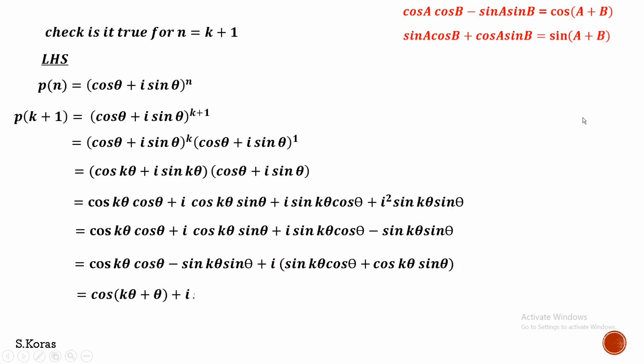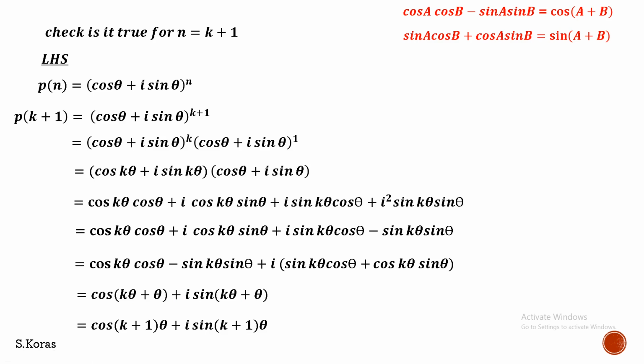Applying this formula, we'll get the answer cos of A plus B, that is cos of k theta plus theta, because we consider this as our A and this as our B. So this is cos of A plus B plus i into this one, that is in the form sin A cos B plus cos A sin B, which can be written as sin of A plus B, that is sin of k theta plus theta. If we take theta commonly outside, our answer will be cos of (k plus 1) theta plus i sin of (k plus 1) theta. So this is what our left hand side is.